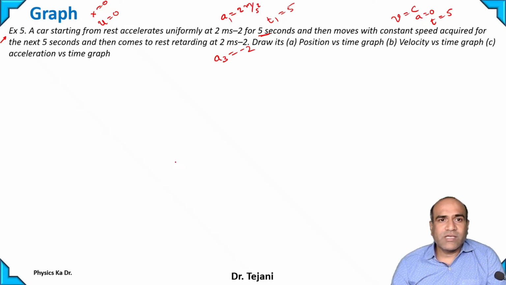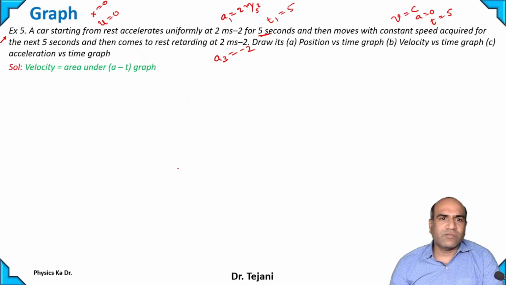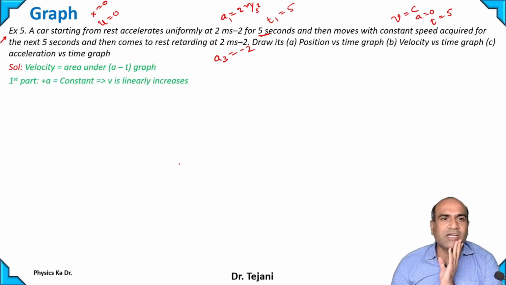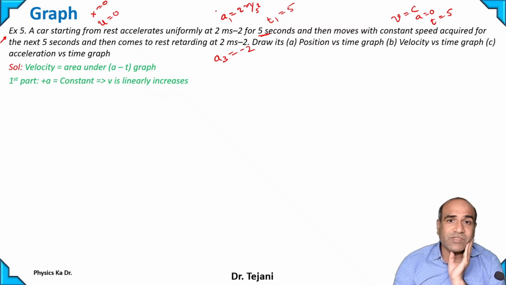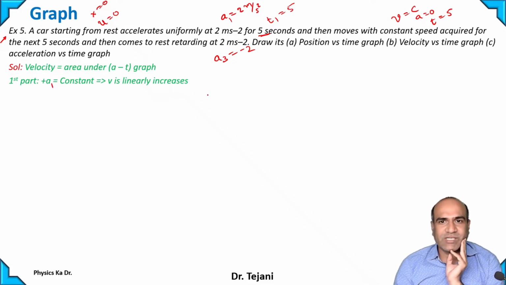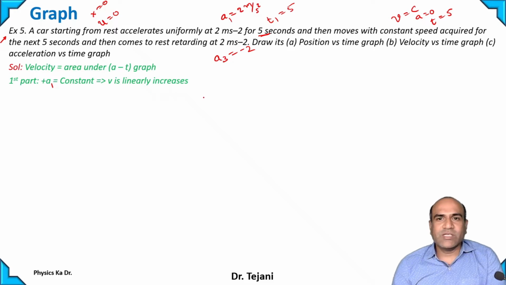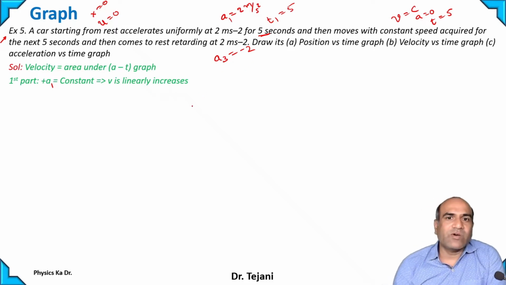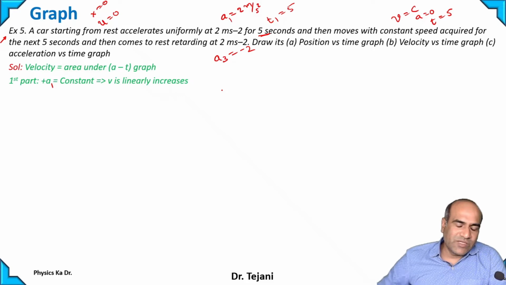Good. When these graphs are asked, I simply suggest that you start with the acceleration graph. For the first part, a1, acceleration is positive and constant. Velocity is also positive, so that means velocity increases.